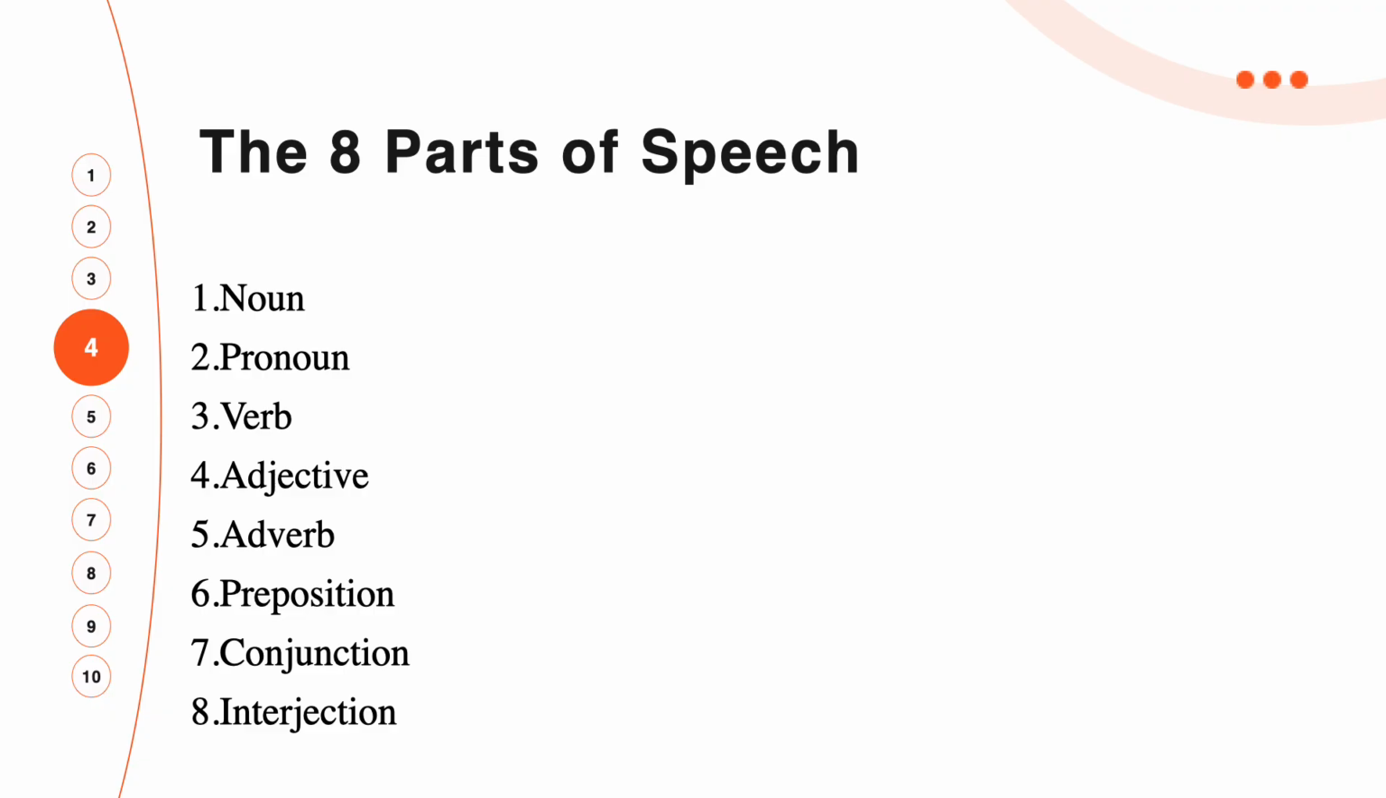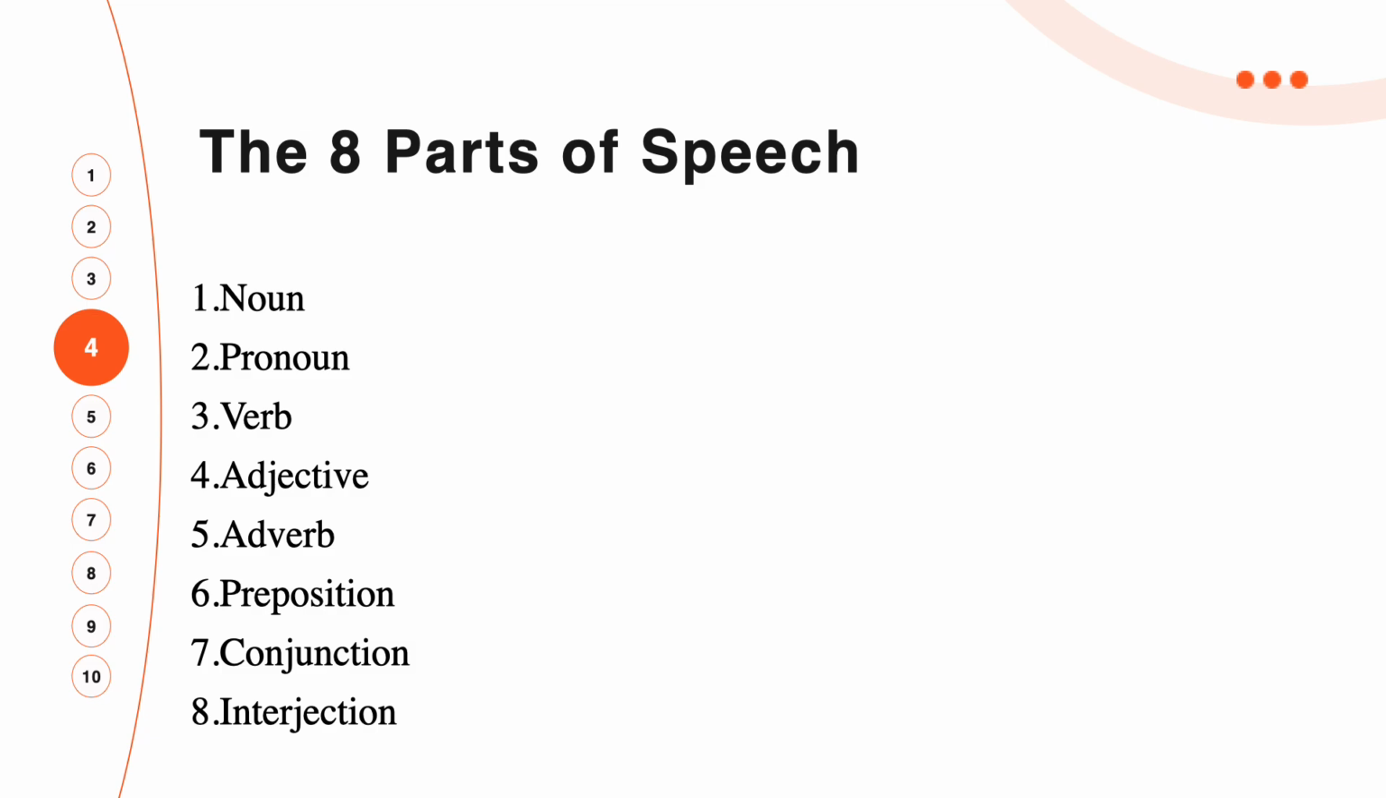Second is pronoun. Pronouns replace nouns so we don't repeat the same word again and again. For example, instead of saying Rahul is my friend, Rahul is very helpful, we say Rahul is my friend, he is very helpful. Here, he replaces Rahul.